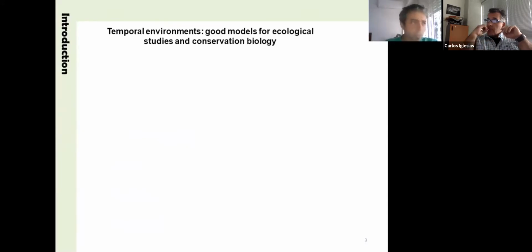topic. Temporary ponds are excellent models for ecological studies and also for conservation biology.